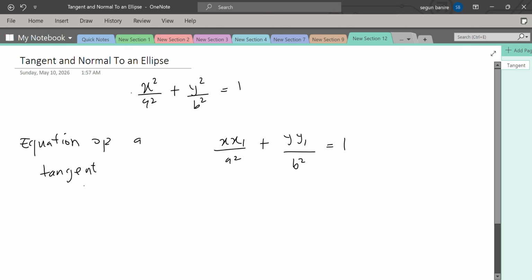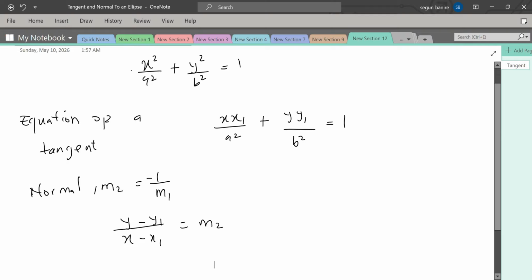So if they ask you to get your normal, you need your slope. For the normal you will need m2, but remember that m2 is equal to minus 1 over m1. Okay, so you find the inverse of the slope of the tangent, then negate it. That will give you your normal. So once you get your m2, then you use this formula: y minus y1 is equal to m2 times x minus x1. So this will give you your normal.